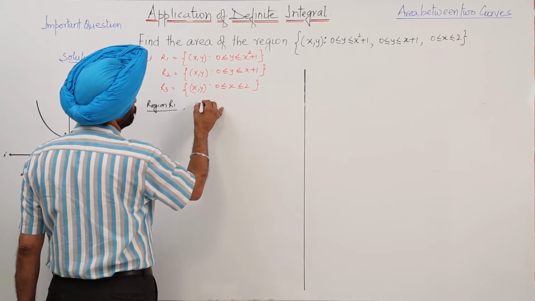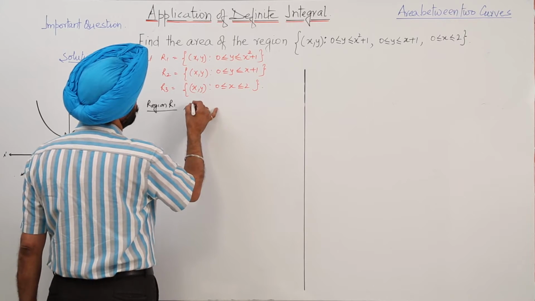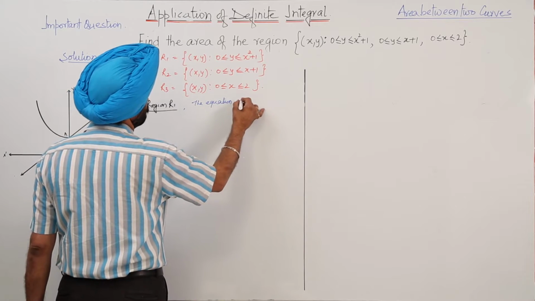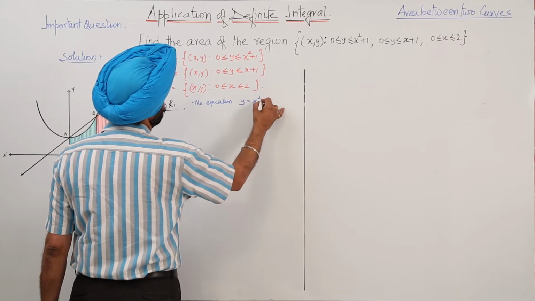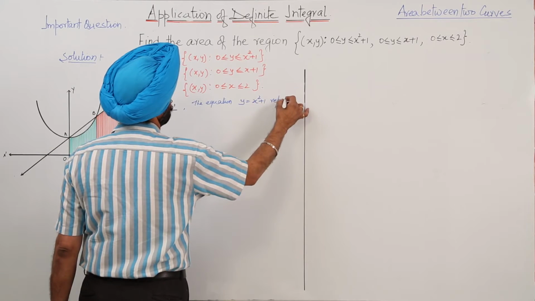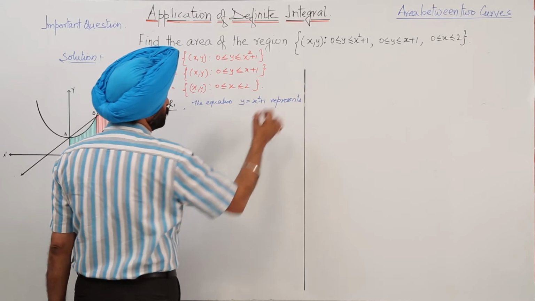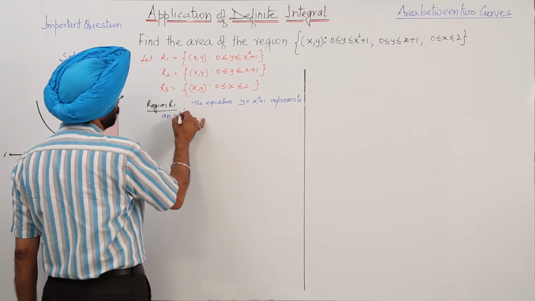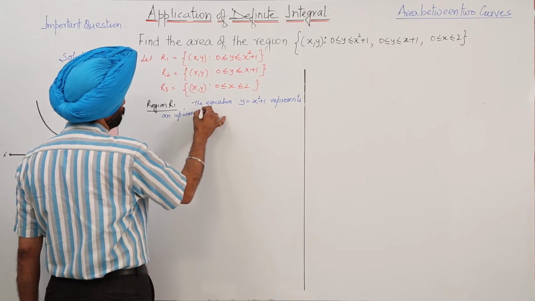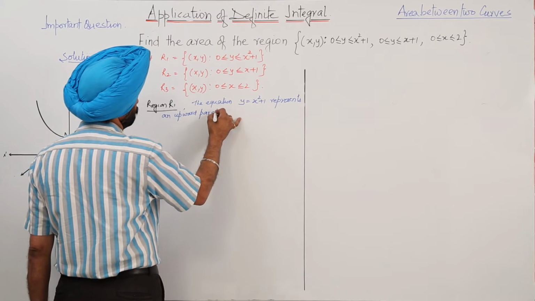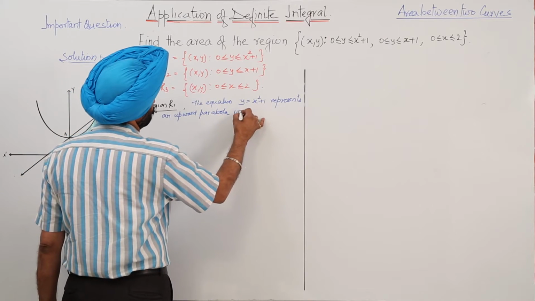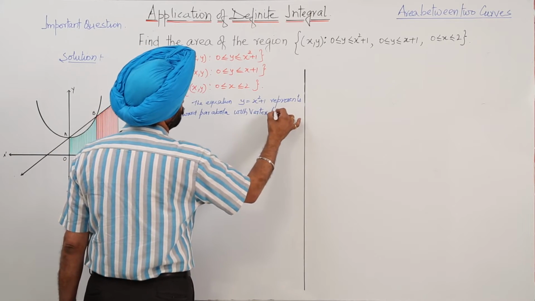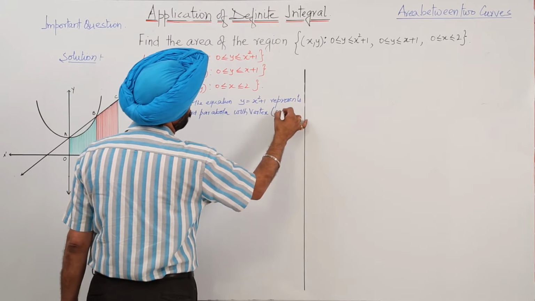Or we can write the equation y is equal to x² + 1, which represents an upward parabola with vertex (0, 1).